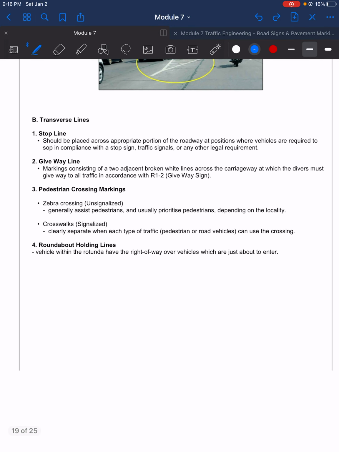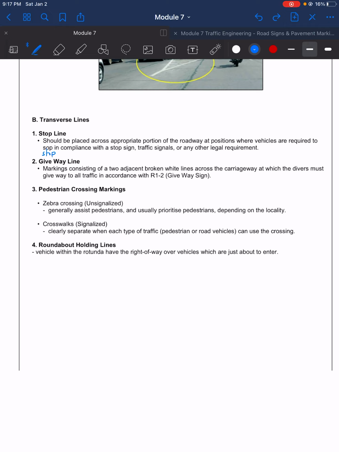Next, for the transverse lines, this is different from the longitudinal lines. If you noticed, our longitudinal lines are almost parallel with the direction of your travel. Now we have here the transverse lines, and we have here the stop line, which should be placed across the appropriate portion of the roadway at positions where vehicles are required to stop. So this is actually where you should stop, in compliance with the stop sign, traffic signals, or any other legal requirement. Now from this definition of the stop line, you might already visualize that this transverse line is almost perpendicular to your direction of travel.